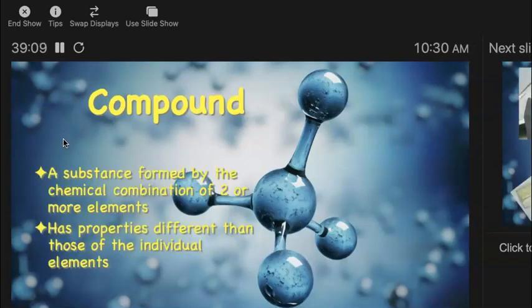All right, so before we get back into that, we want to talk about something else. We just talked about an element, right? A compound. Now what do we got for some wonderful textbook definition here? A substance formed by the chemical combination of 2 or more elements has properties different than those of the individual elements. Yeah, that's, again, pretty straightforward textbook there. A compound is a mixture, right? You know that. Somebody tell me a compound.